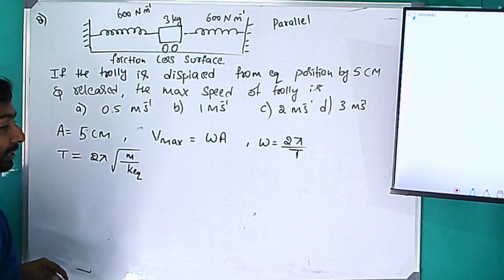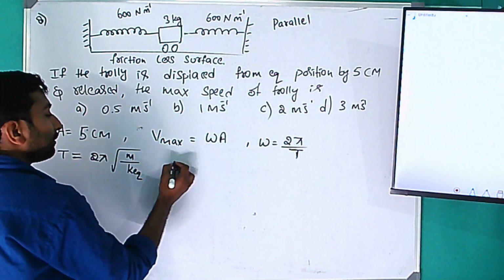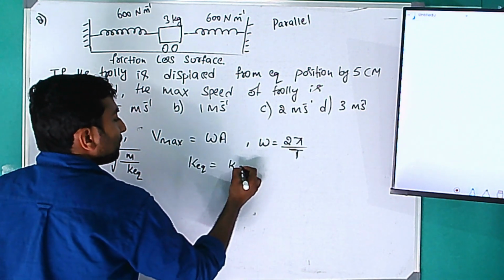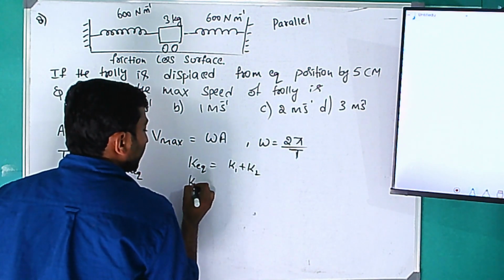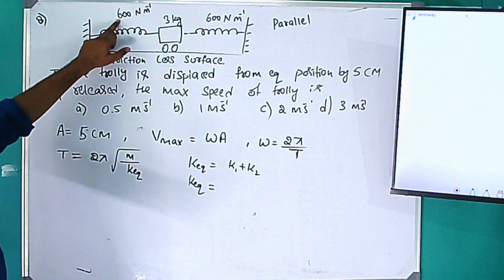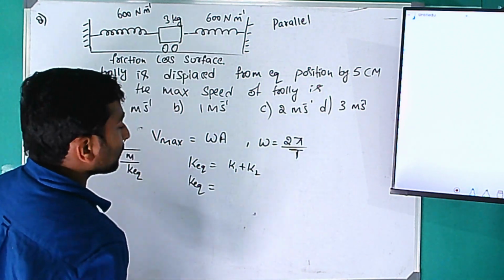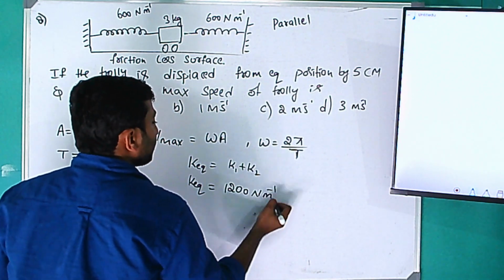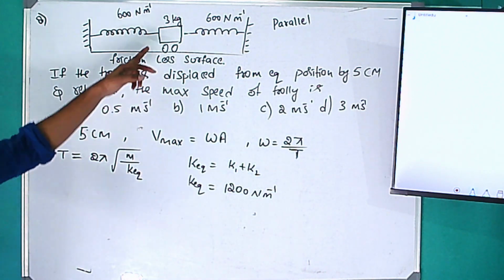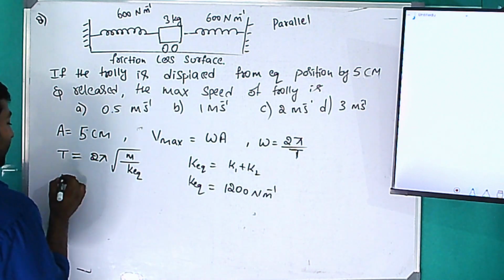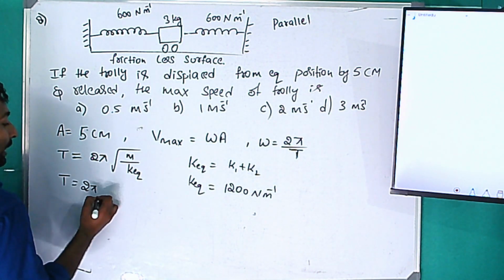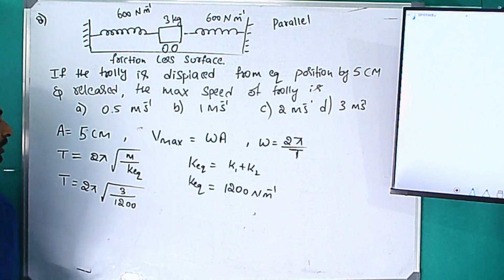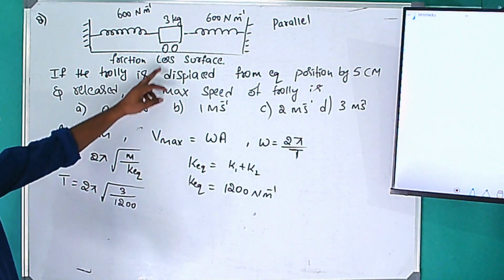T is equals to 2 pi square root of m divided by k equivalent. In parallel, what is k equivalent? We have already discussed, k1 plus k2. So what is K equivalent? K1 is 600, K2 is 600. Therefore, K equivalent is 1200 Newton per meter. How much mass is given? 3 kg is given. T is equals to 2 pi square root of 3 divided by 1200 Newton per meter.